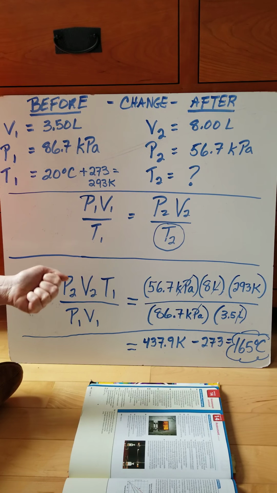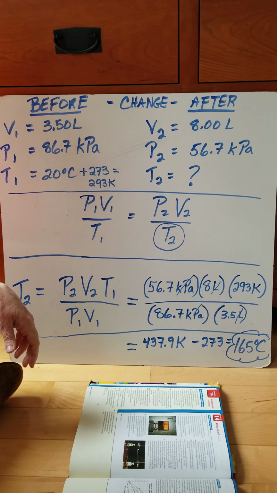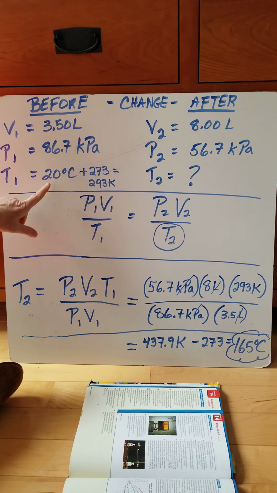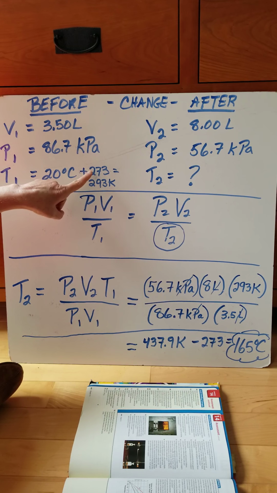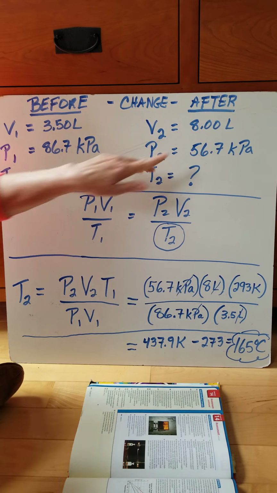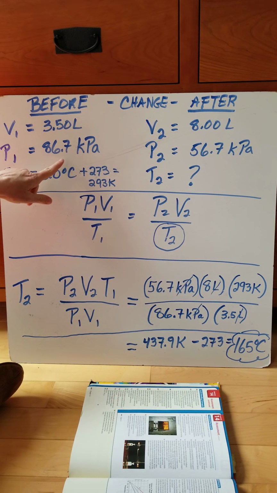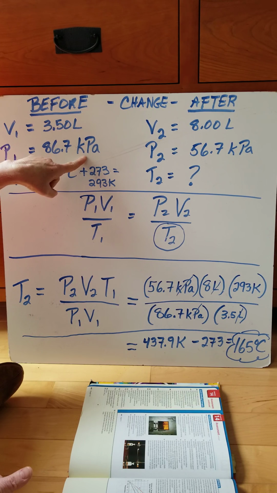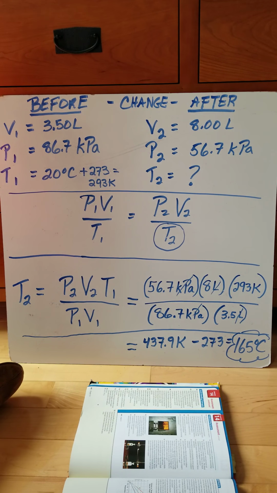Okay, it's asking us for temperature in Celsius, but you can't use Celsius in the gas laws. It doesn't work. Only Kelvin will work. So over here on our T1, in order to convert our Celsius to Kelvin, we add 273. So we're going to be using 293 Kelvin. For volume and pressure, you can use any unit as long as the ones and twos are the same unit. So we can have liters and liters, we could have milliliters and milliliters. Pressure could be kilopascals or atmospheres or millimeters of mercury, as long as they're the same unit for the twos.